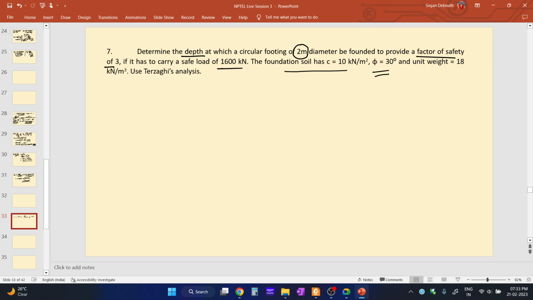So we are supposed to consider both, because this is an intermediate value. After calculating the bearing capacity by considering both the failure patterns, we are advised to consider the minimum one, the minimum of the general shear failure and local shear failure. But here in this question, I will just assume that the soil will undergo general shear failure.